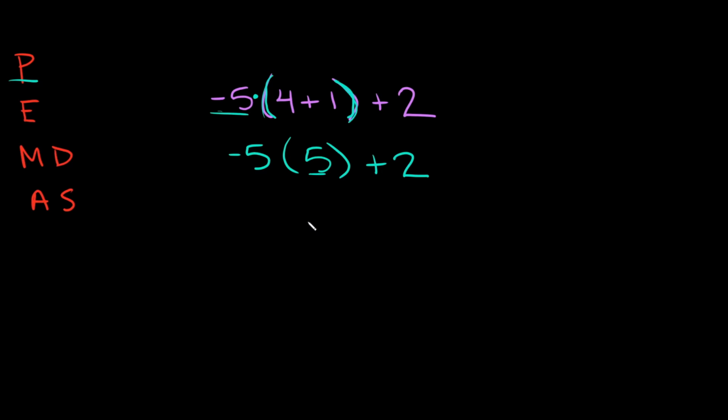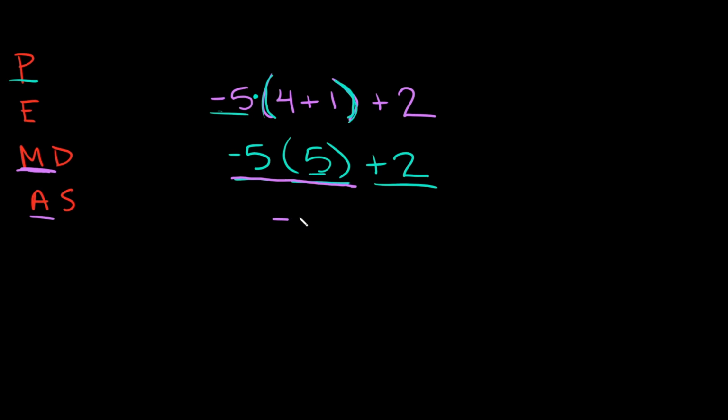So I could drop them if I wanted to, but this time I'm just going to keep them because now all I'm left with is -5 times 5 plus 2, right? So which part am I going to solve first? Well, according to the order of operations, multiplication comes before addition, right? So I'm going to do this multiplication right here. So what is -5 times 5?